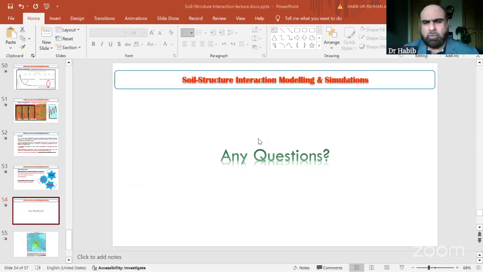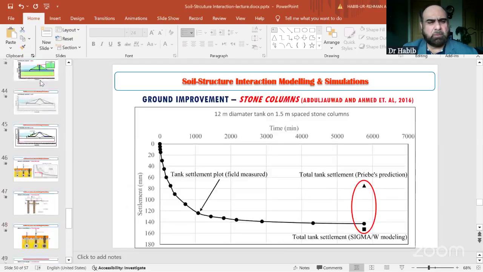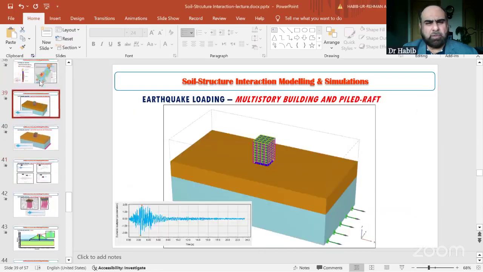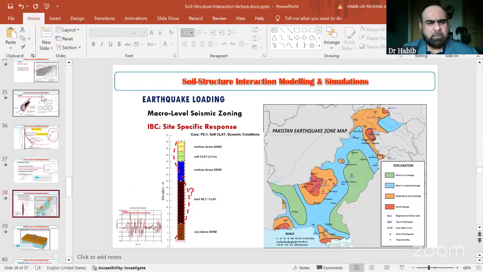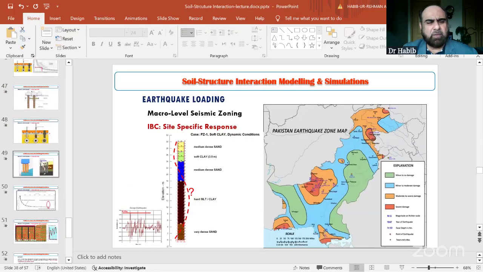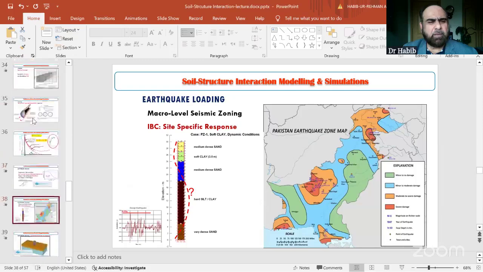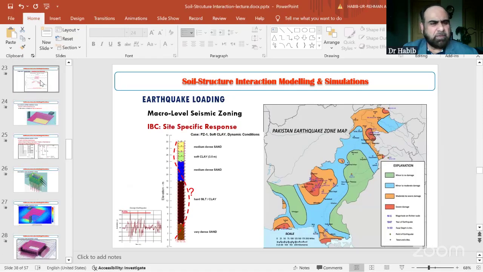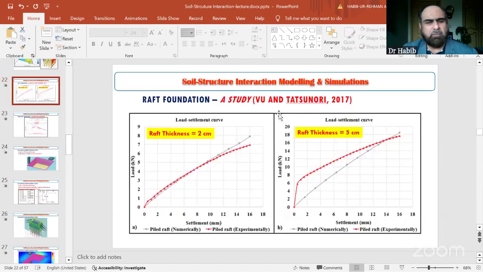Of course, I have shown some cases, like for example, stone columns. We have basically measured, and we found an experimental correlation. Then I have shown one slide in which load settlement curves of raft models were studied by two gentlemen. They have done a lot of study. These are, I think, Japanese, and they have done a lot of studies.